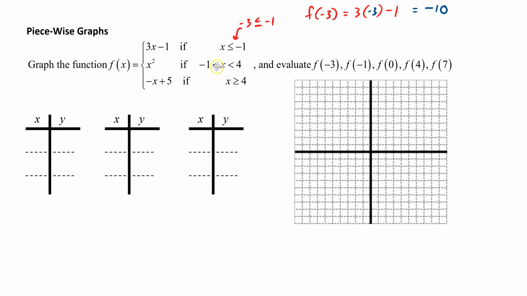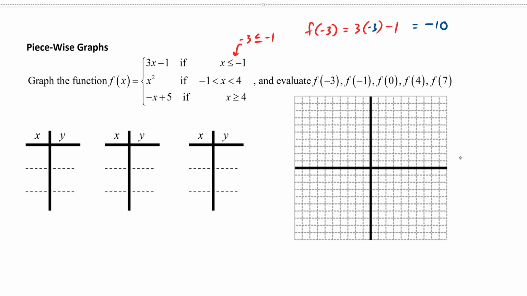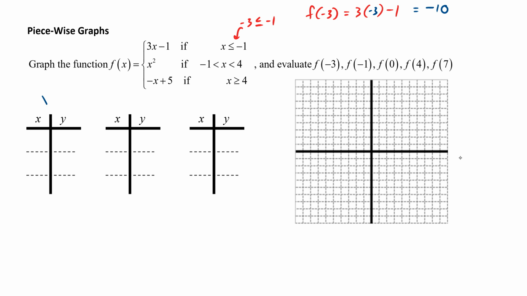So we have these conditions. We can only plug in between negative 1 and 4, not including negative 1 or 4. So if it was negative 1, we have to plug it into that first one. If it's 4, we have to plug it in this one, and any number bigger than 4. So what you want to do here is take each of those conditions, and we're going to graph each one separately. So this one is only good for less than or equal to negative 1. This is one for between negative 1 and 4. And then the last one is for x bigger than 4. And we're going to use y equals 3x minus 1 for this one, x squared for this one, and negative x plus 5 for the last one.